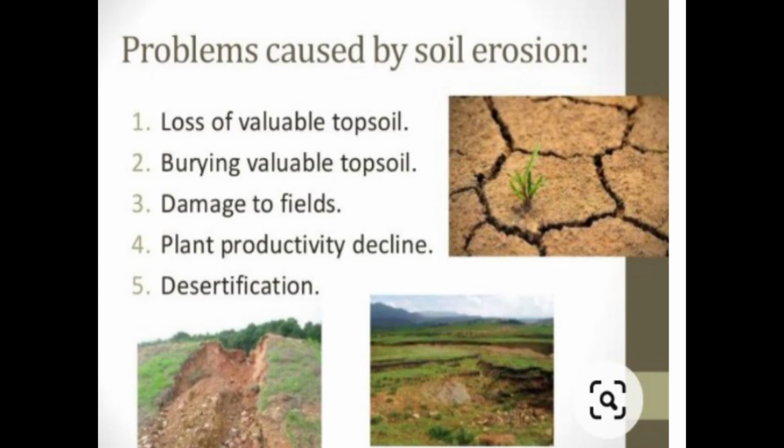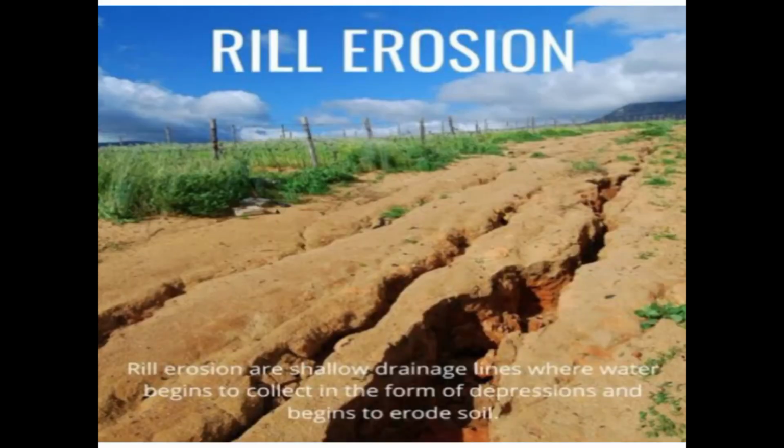If soil erosion is not checked at that stage, what are the problems? Loss of the valuable topmost soil, burying of topsoil, the nutrients going beneath, damage to the fields because nutrients are lost, and plant productivity declining. This finally leads to desertification, due to the non-availability of nutrients in the soil.